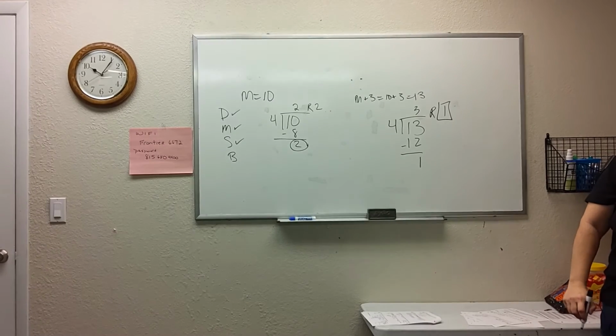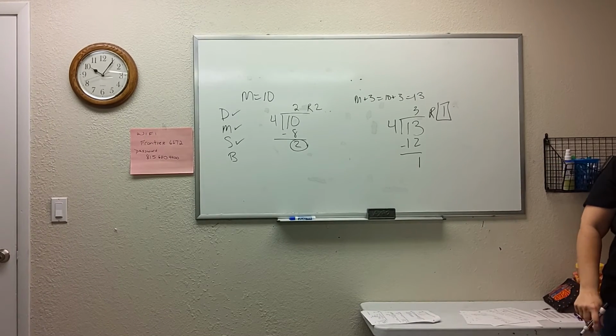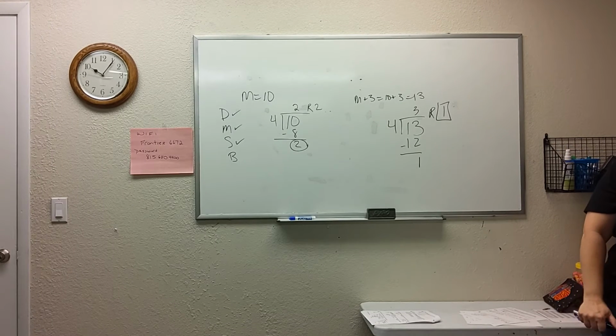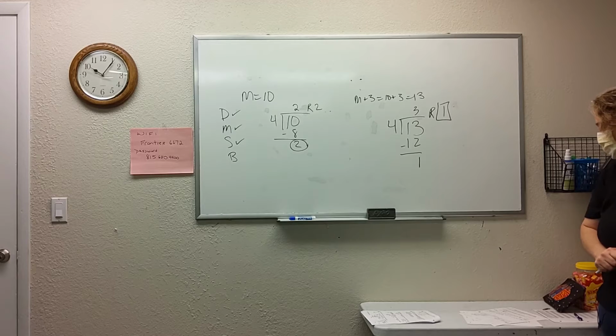Okay? It doesn't matter what you pick for your original m, as long as you initially had a remainder of 2, your final remainder will be 1. That's how this works.